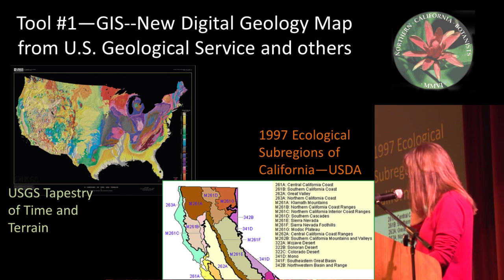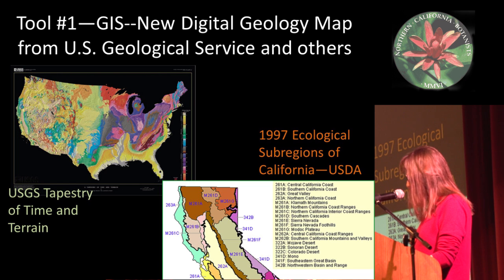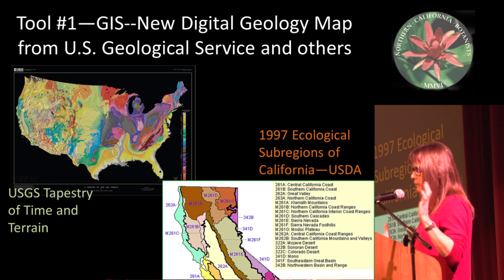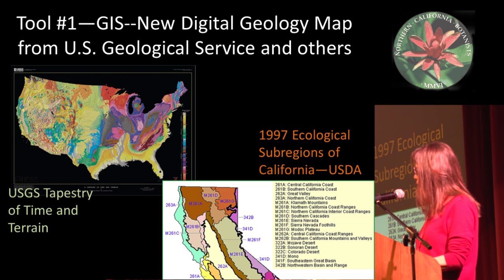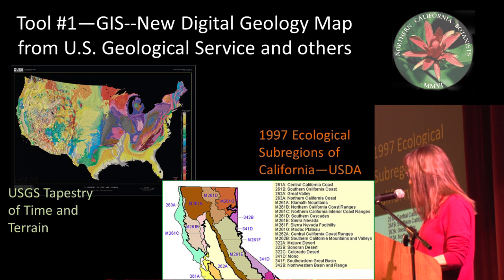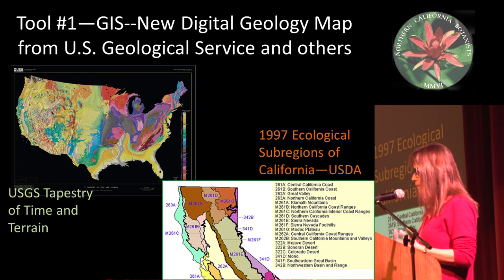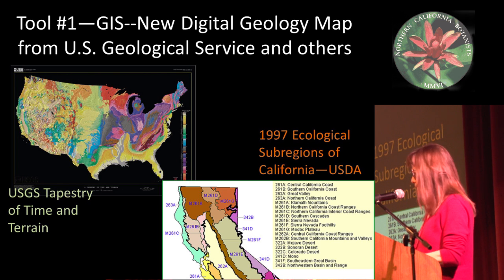So these are two of my favorites. The map on the left is downloadable both as geospatial data that can be used in a GIS program, and also as a PDF from the U.S. Geological Survey called A Tapestry of Time and Terrain. And it shows beautifully, I'll show you the legend in the next slide, but it basically shows landforms and the underlying age of the substrates.